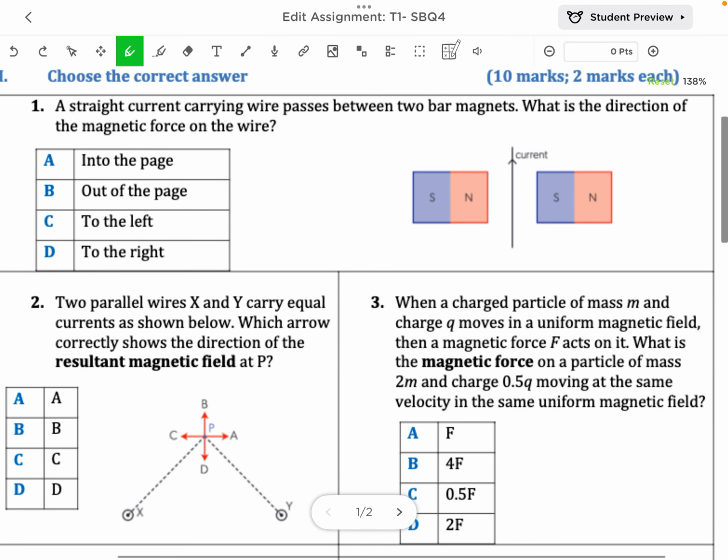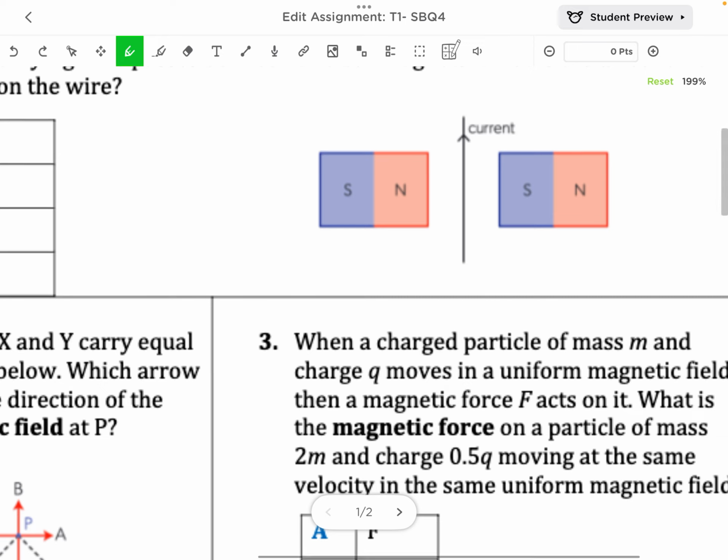Q4. We have a straight wire carrying a current that passes between two bar magnets. What's the direction of the magnetic force? I can see that the current is up. The magnetic field, how is it? From left to right. Okay.